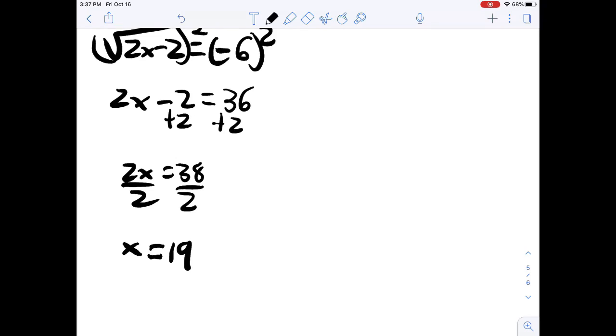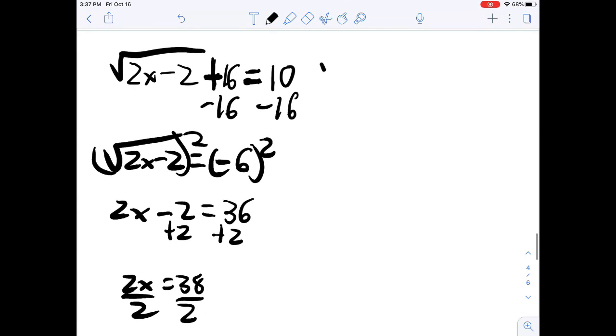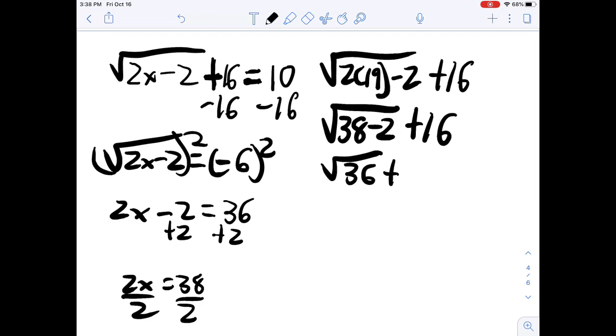Now, like always, we're going to verify. And you'll see what I mean when I say this is different. So let's plug it back into the original equation. The square root of 2 times 19 minus 2, plus 16. That's 38 minus 2, plus 16, which is the square root of 36 plus 16, which is 6 plus 16.